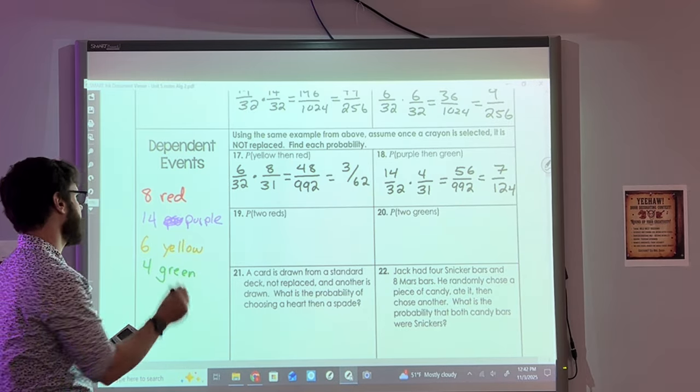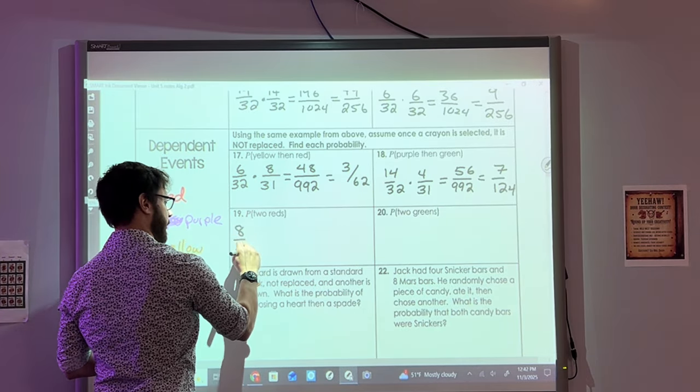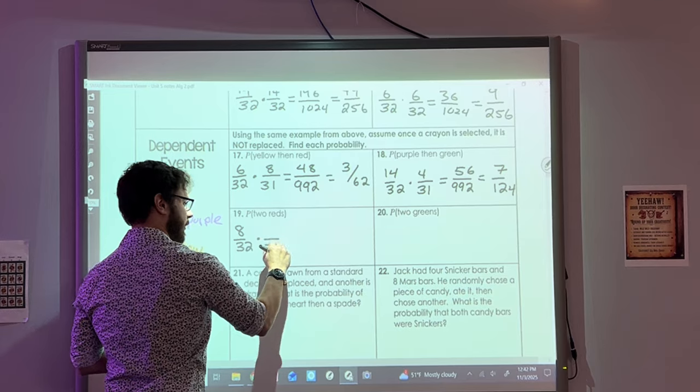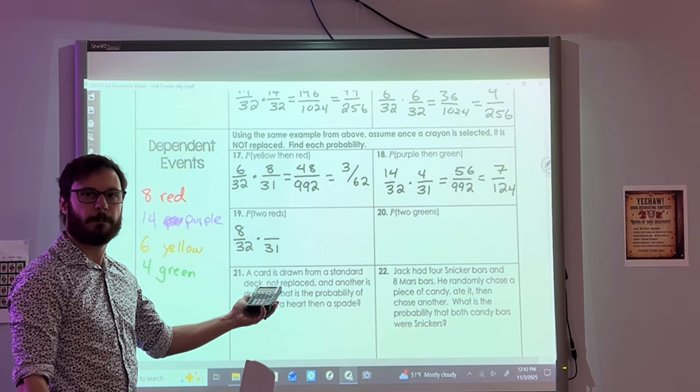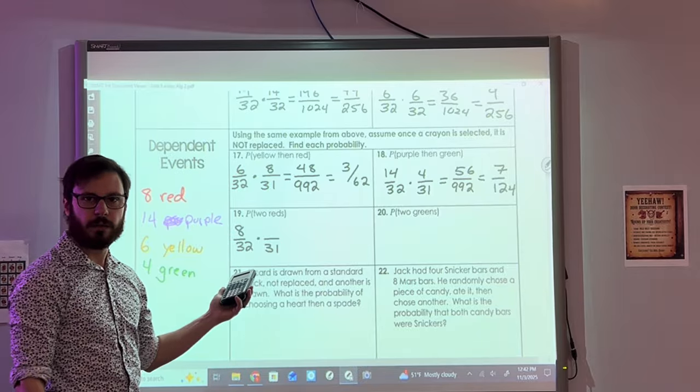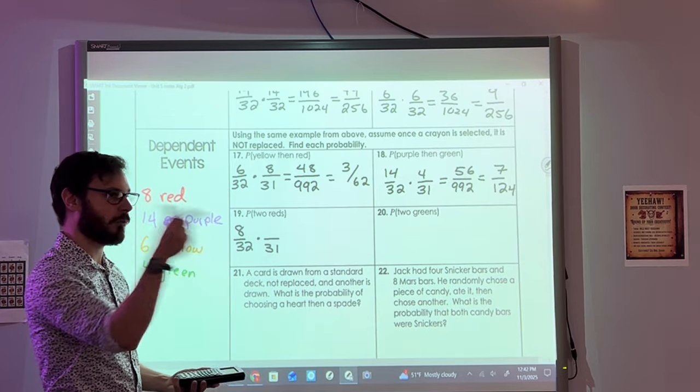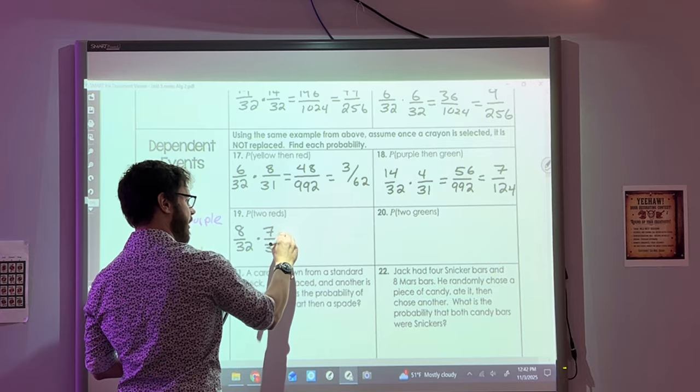2 reds. Okay, there's 8 reds. 8 out of 32. Now, if I take that red and I throw it across the room, I've got 31 crayons in this bag. But I don't have 8 reds again. I got one of them. One of them is already accounted for and it's gone. Now there's only 7 reds left in the bag.